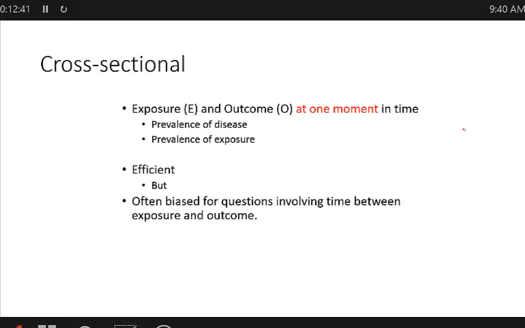Because it's often biased for questions involving time between exposure and outcome. So 30% of people smoke in Nashville, and let's say 10% of people have lung cancer. That's too much, but anyway. Some of the people who don't smoke might have stopped smoking after they were diagnosed with lung cancer. So we can't really identify objectively the timing, whether the smoking happened before the lung cancer.